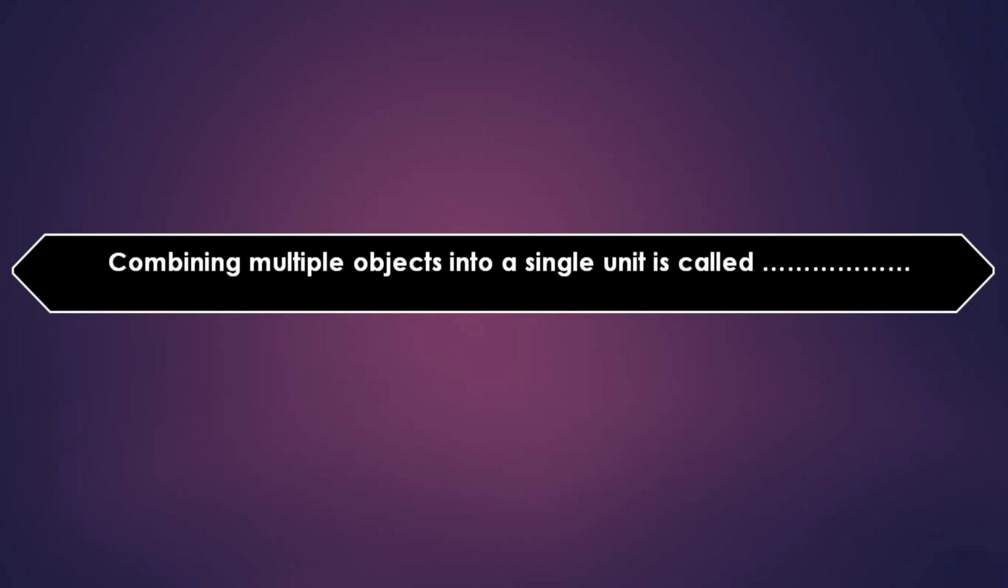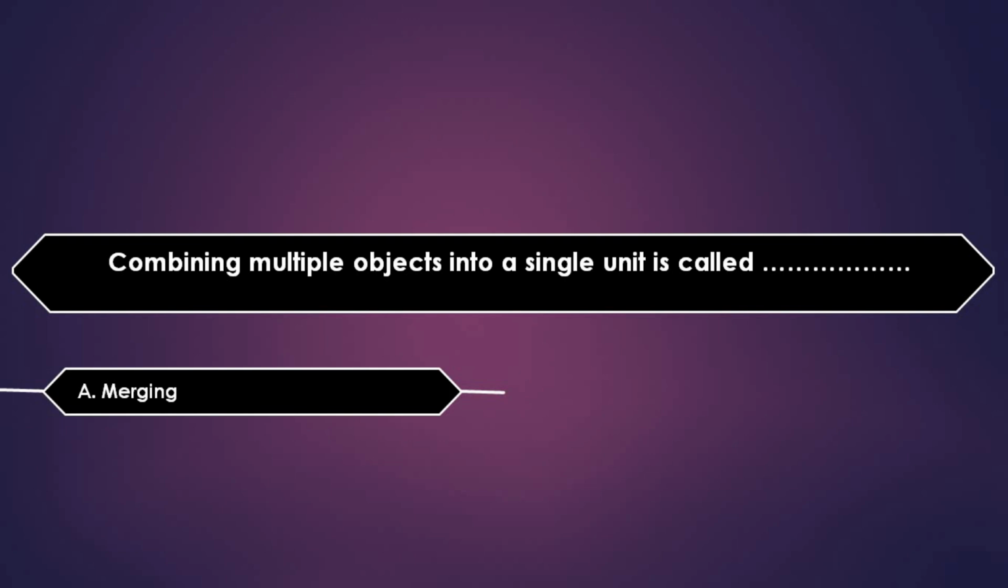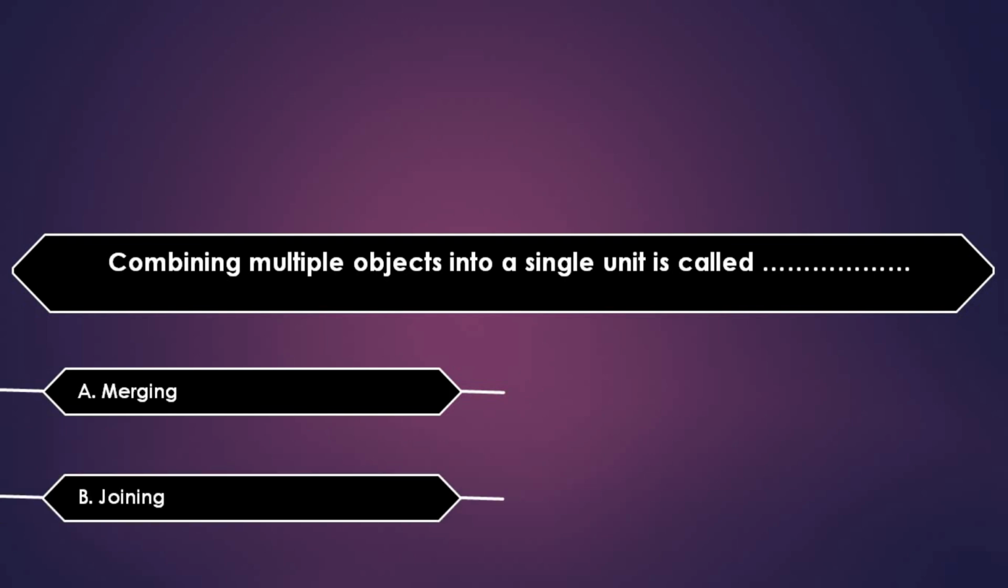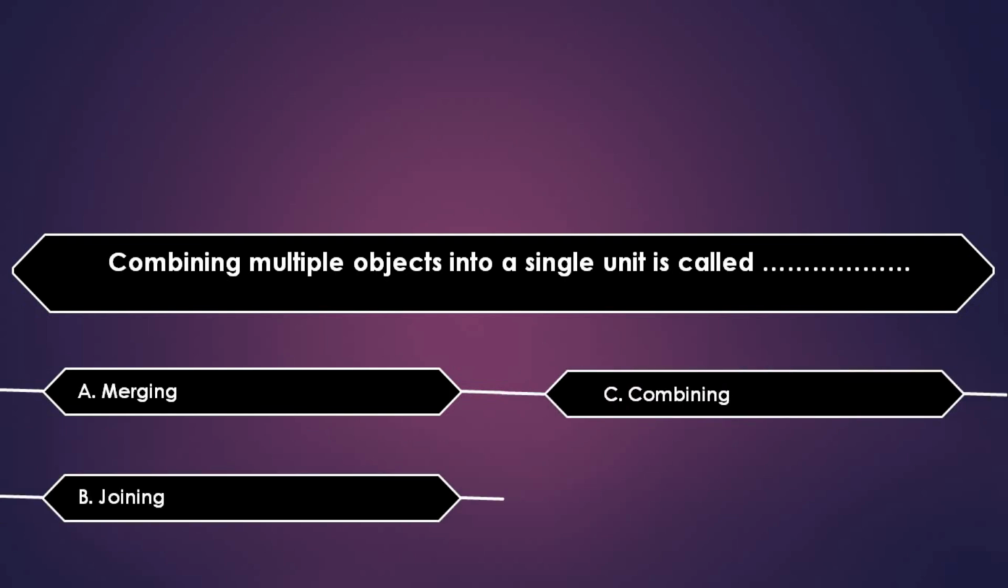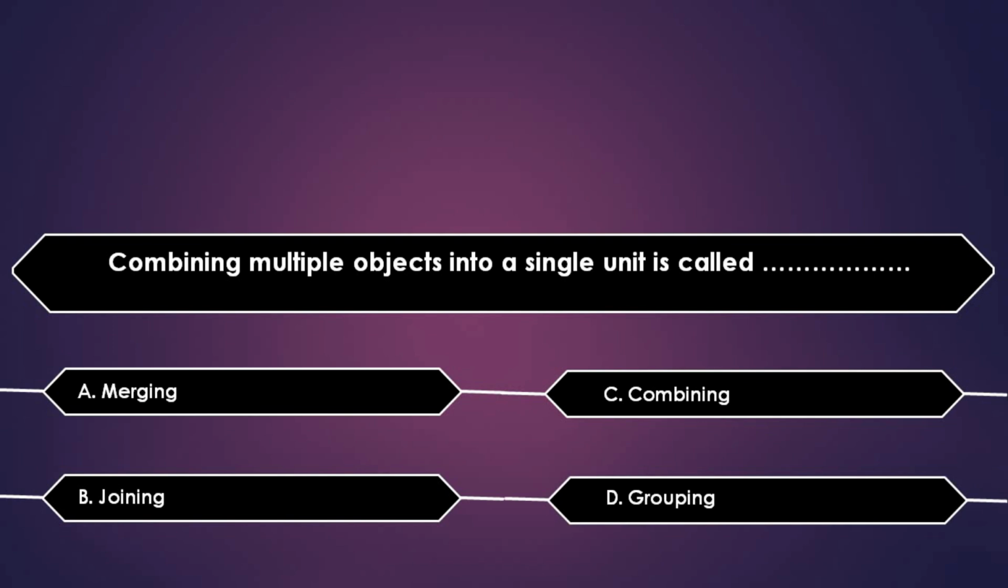Combining multiple objects into a single unit is called dash. A. Merging, B. Joining, C. Combining, and D. Grouping. The right answer is grouping. Combining multiple objects into a single unit is called grouping.